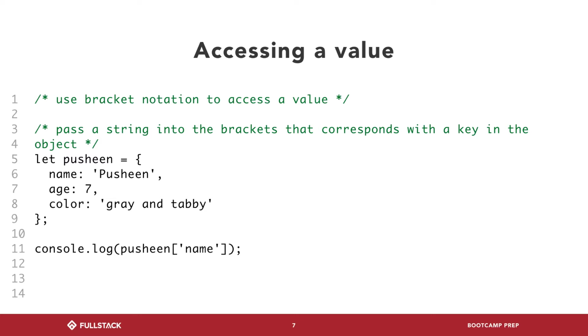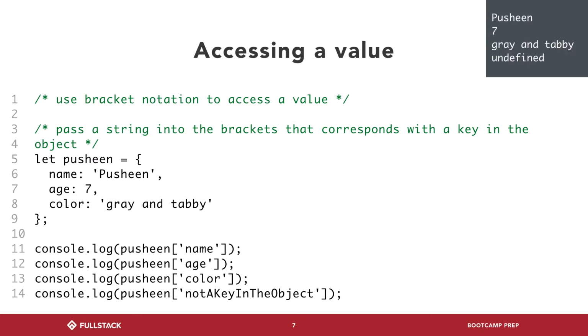So here, to access it, I pass in this string called name, and it's going to give me back, not name, it's going to give me back the string Pushing, right? Because that's the value associated with the name key. And even though this is not in quotes, this is a string because it has to be, or because JavaScript kind of handles that behind the scenes.